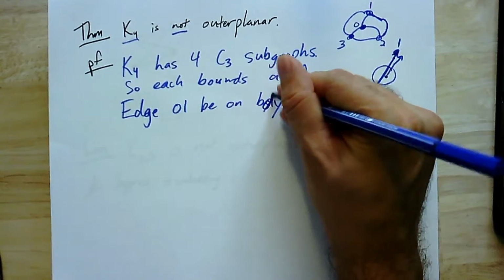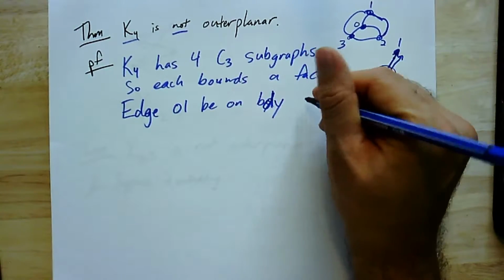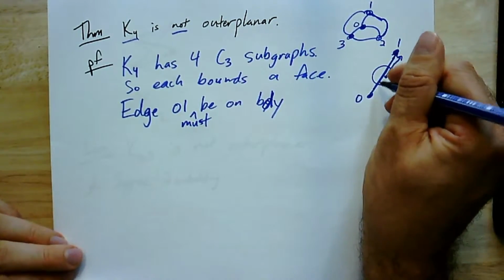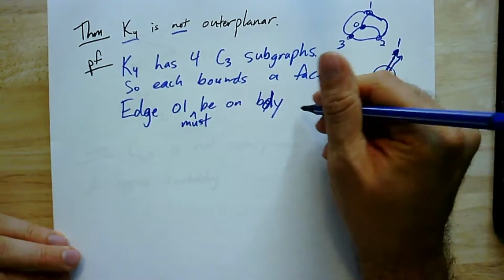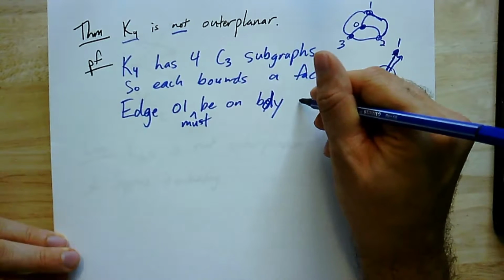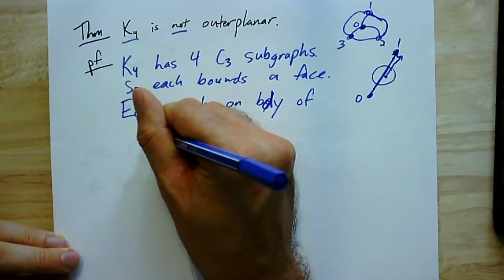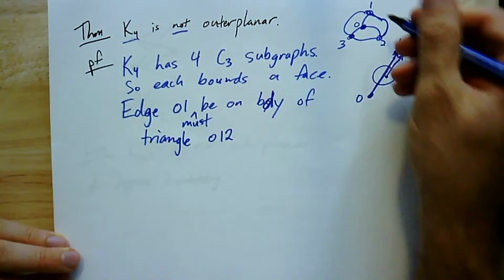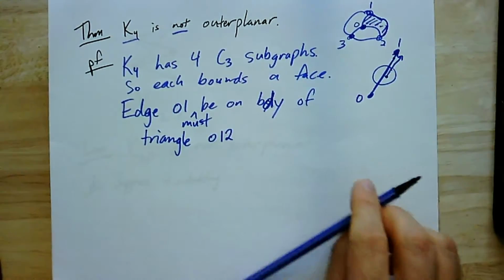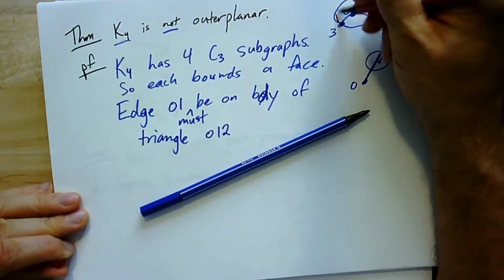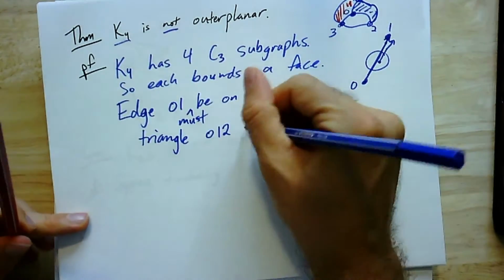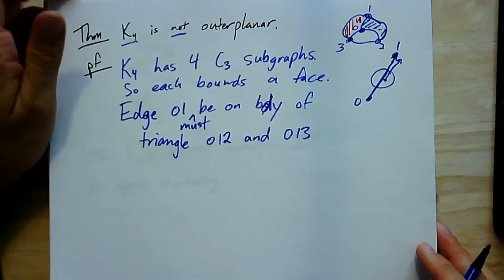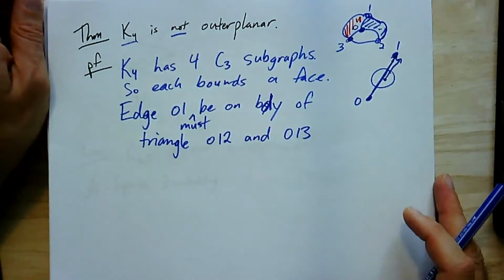Oops, BDY, short abbreviation for boundary, must be on the boundary. But it has to also be on the boundary, not just of at most 2 faces, but we know 2 faces that it is on the boundary of. It has to be on the boundary of triangles, what are they? 0, 1, 2, which is this one, and 0, 1, 3, which was this one. Okay, so I know this particular edge, I know which faces it must be on.